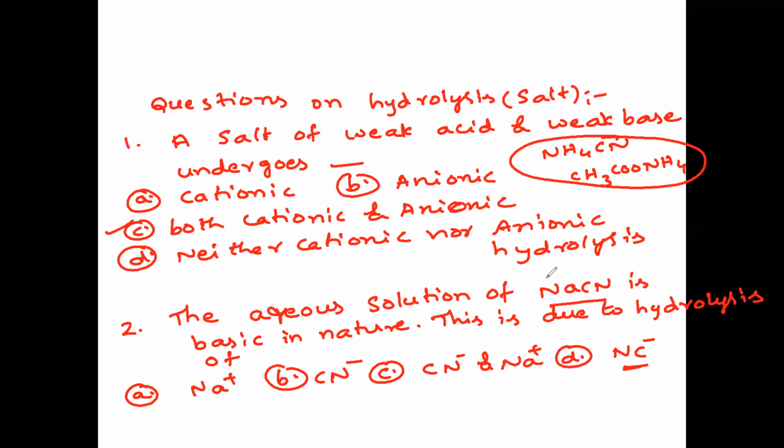So you know this, the aqueous solution of sodium cyanide. Sodium cyanide is a salt of strong base and weak acid. If you identify the salt, the question is over. So it is a combination of strong base and weak acid. So it undergoes what type of hydrolysis? Anionic hydrolysis, which means the anion will combine with water. What is the anion in sodium cyanide? It is cyanide ion. So the answer is B.